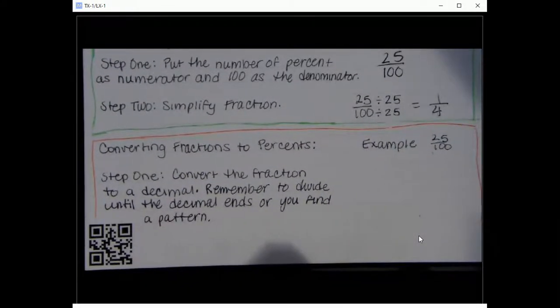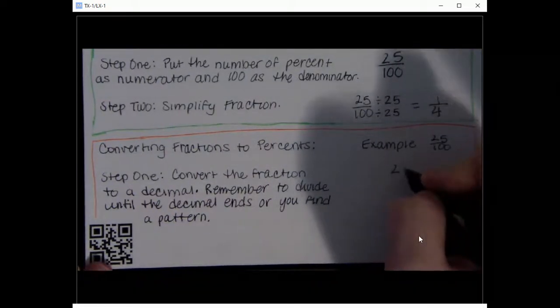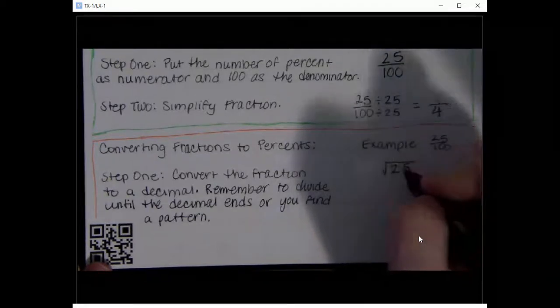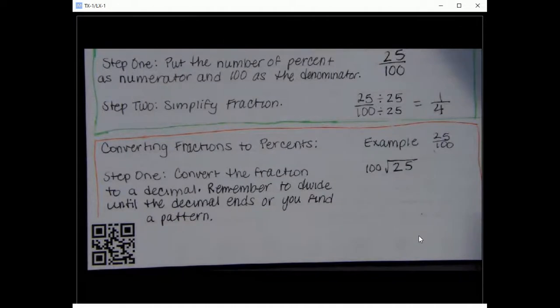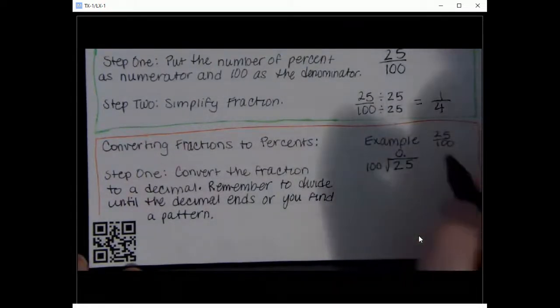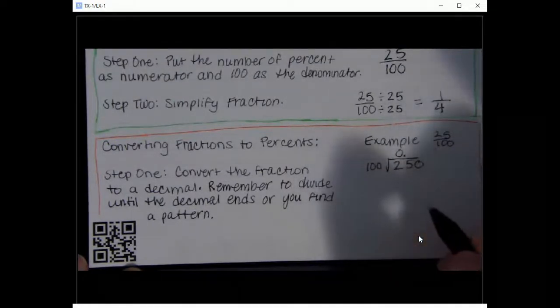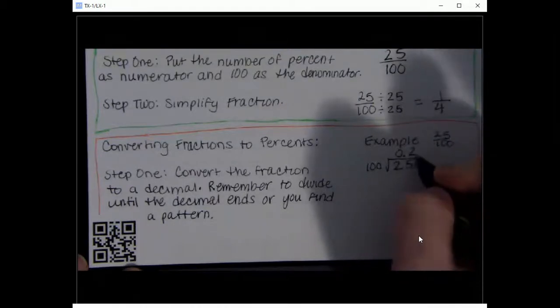Last but not least, we have converting fractions to percents. Step 1 is to convert the fraction into a decimal. So remember to divide until the decimal ends or you find a pattern. This is the exact same skill that we just practiced. We are going to take the numerator and put it inside that division box and the denominator on the outside. I know that 100 cannot go into 25 without going over, so I'm going to put my 0 and the decimal at the top. That decimal allows me to add a 0 at the end. 100 can go into 250 2 times without going over.